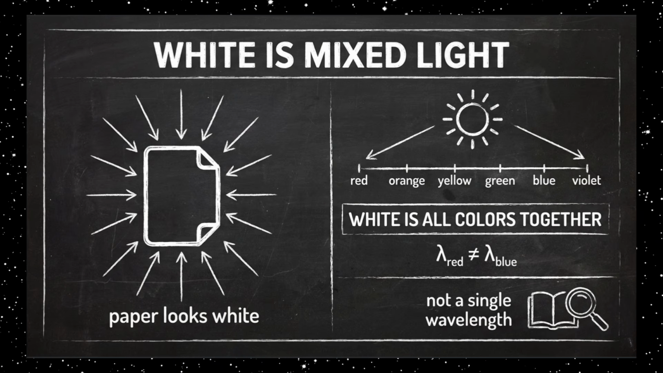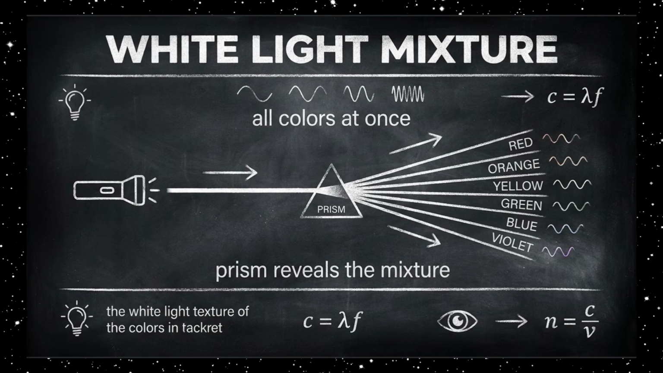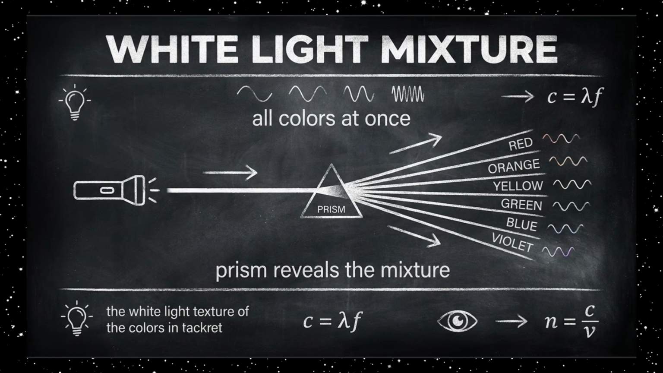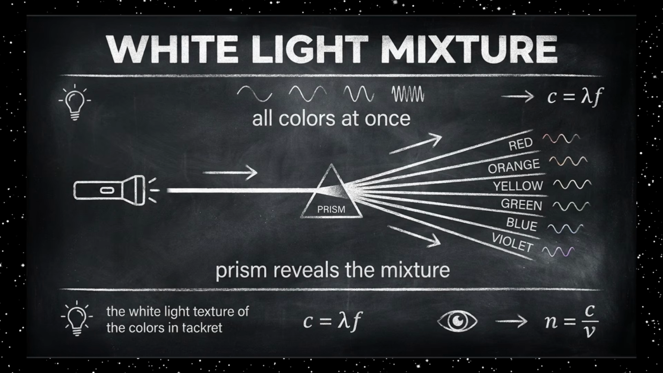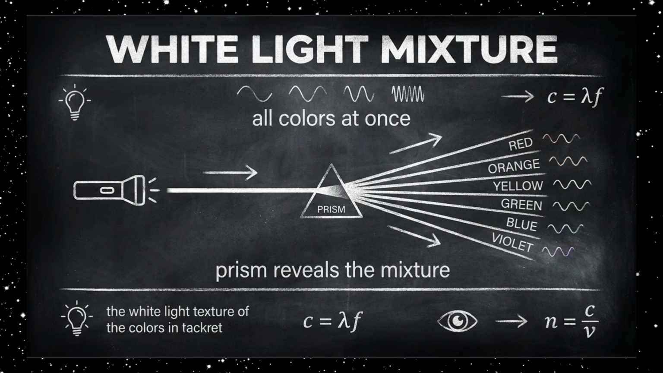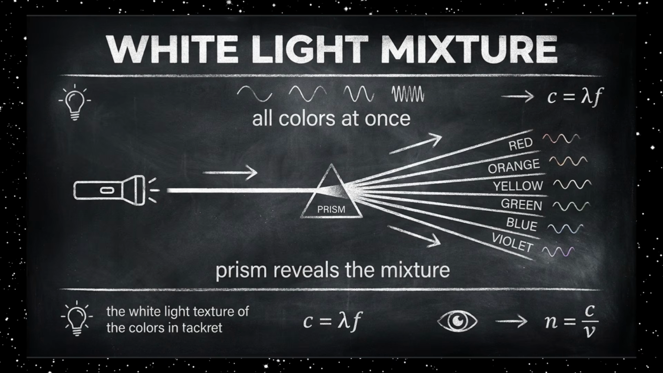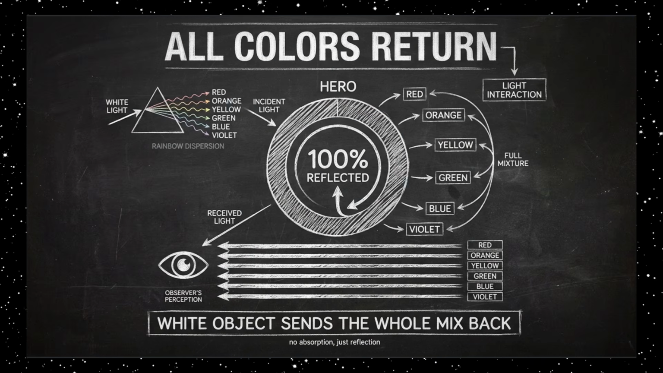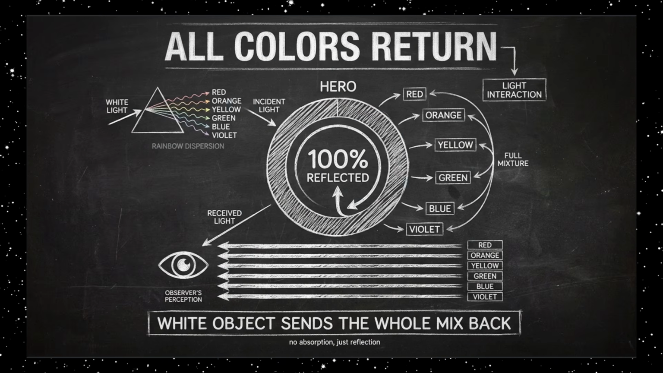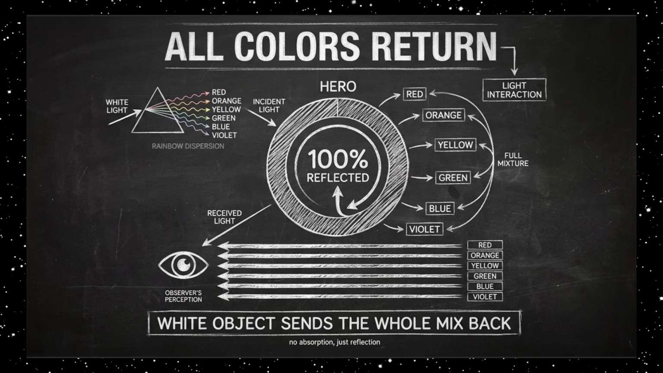But white light, the light coming out of the sun, the light coming out of a flashlight, that light is a mixture. It contains all the colors at once. Red, orange, yellow, green, blue, violet, all together. If you send white light through a prism, the prism separates them, fans them out into a rainbow, and you see what was always there. White light is the whole orchestra playing at the same time.